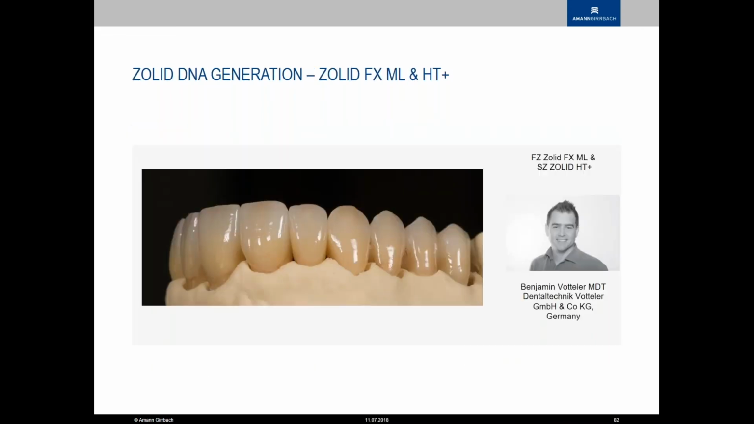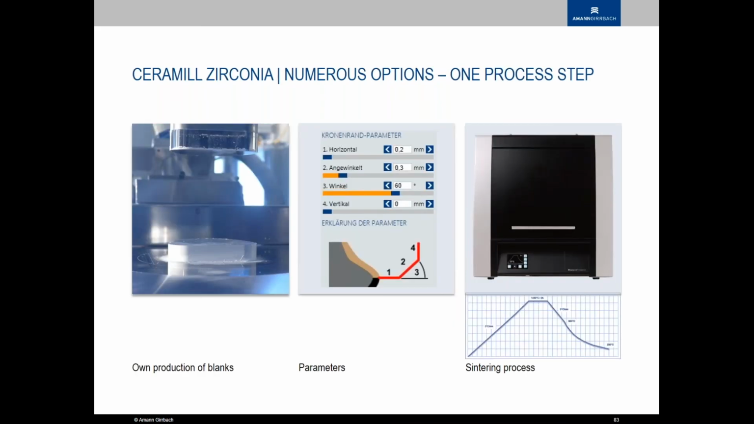He made a great example of how the products can be combined, where I'm going to have to translate that: FC means Frontzahn, that means your anterior cases here are FX Multilayer, and the SZ, the Seitenzahn, he made the posteriors out of HT Plus, and they together are combined to a really nice aesthetic looking case. Whilst the posteriors have the strength that might be required on the posterior, he has the high aesthetic product on the anterior.